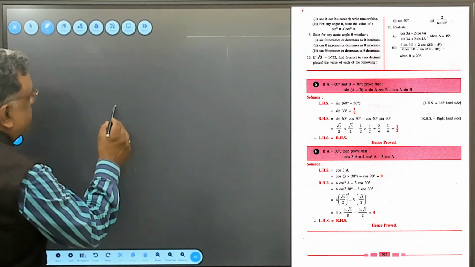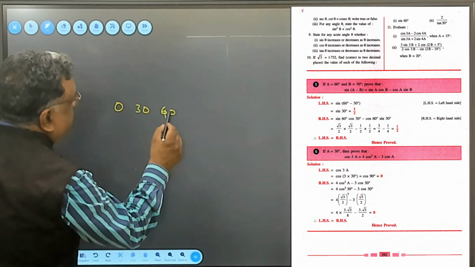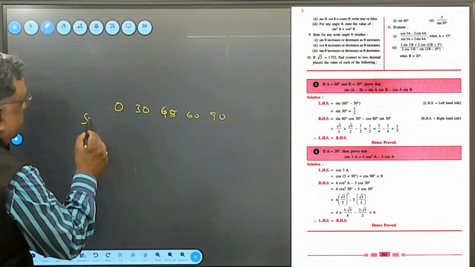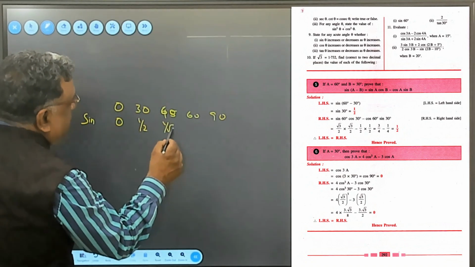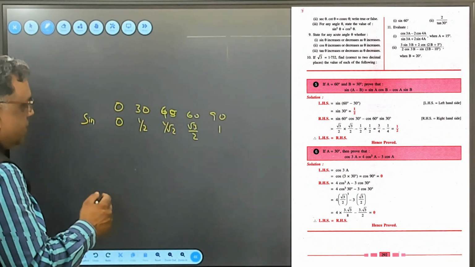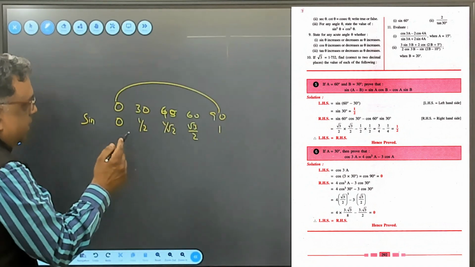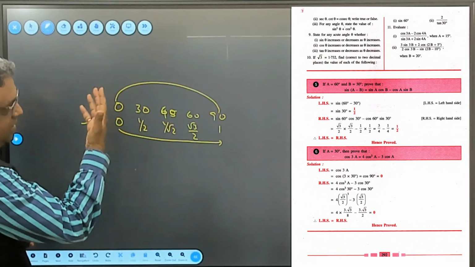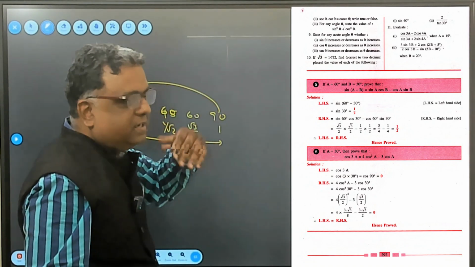So let us say we have seen, right, 0, 30, 45, 60, 90. So let us say sine. Sine of 0 is 0. This is half. This is 1 by root 2. This is root 3 by 2. And this is 1. Correct? Which means between 0 to 90, so theta is acute, as theta increases, the value of sine also increases. So the answer is, sine theta increases as theta increases.